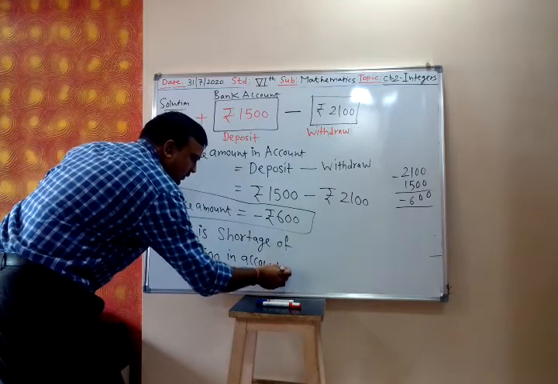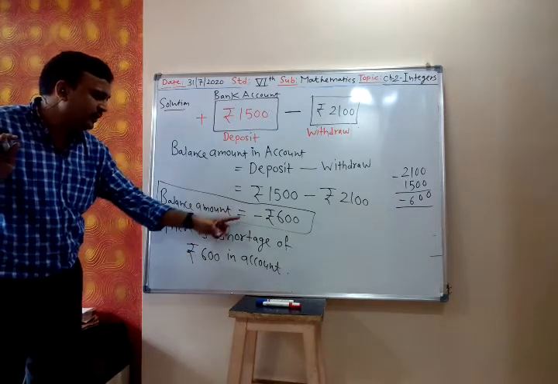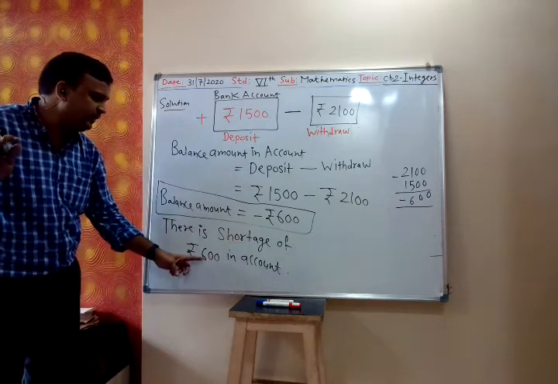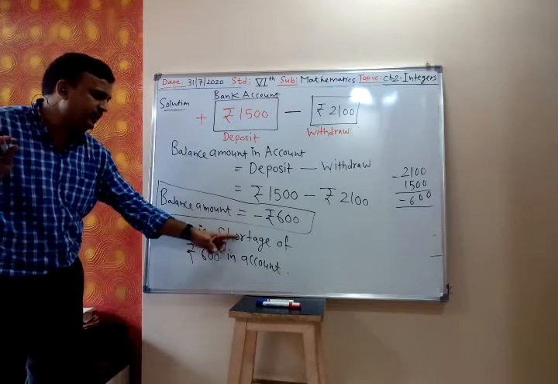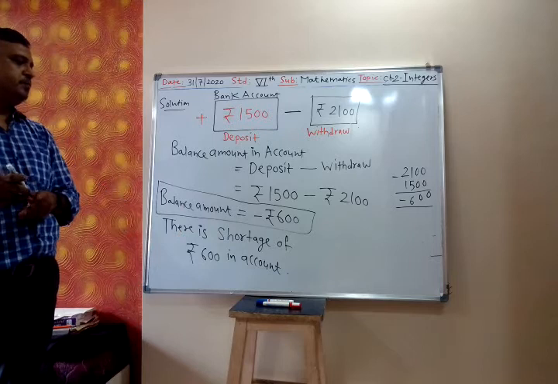When we write shortage, we write 600, and shortage means it is minus. Shortage means minus. So there is a shortage of 600 rupees in the account.